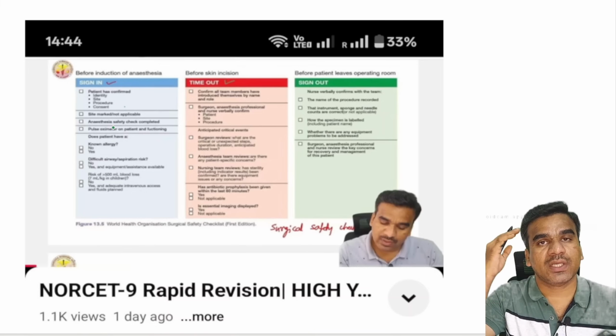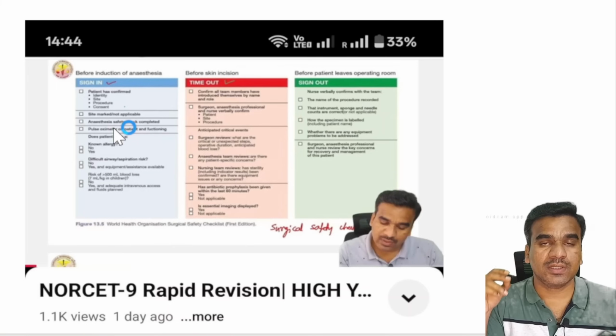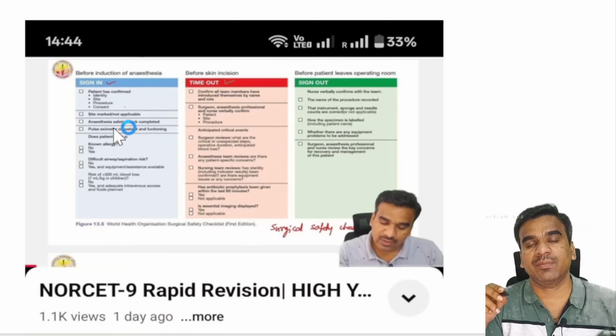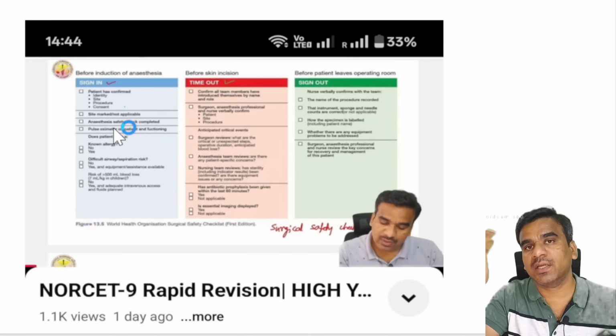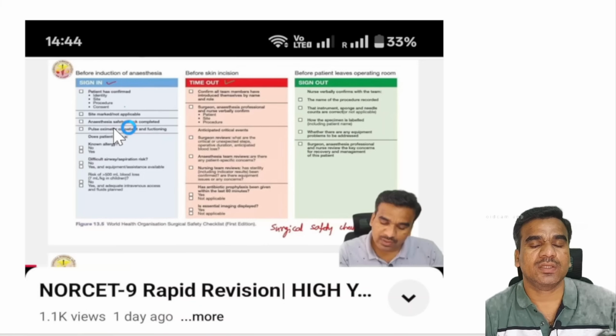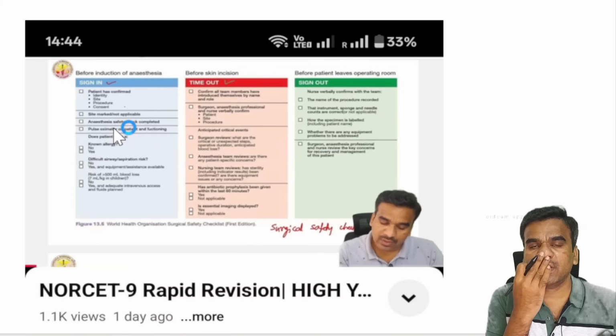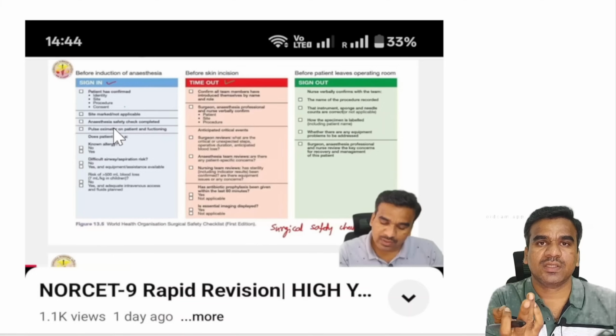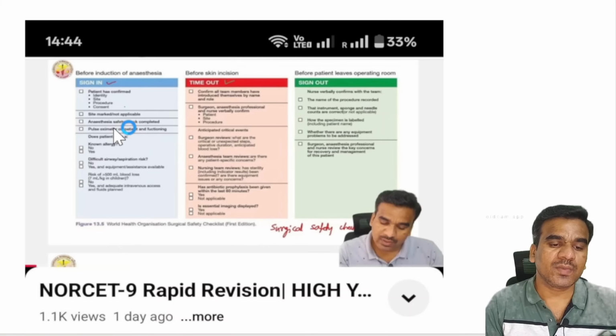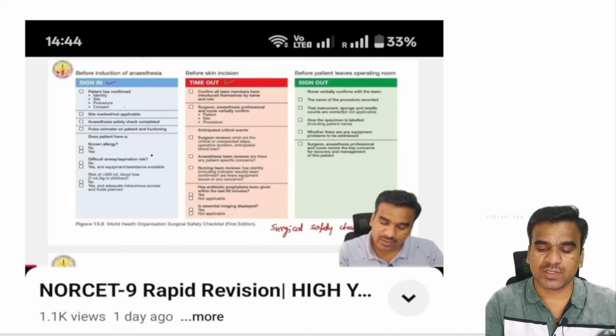Suppose for the cranium also the surgical site marking should be done, because whether they are doing the left side or the right side, we should know. That's why the surgical site should be marked. For nasal surgeries, that cannot be marked. So this I have explained, you can watch the video.